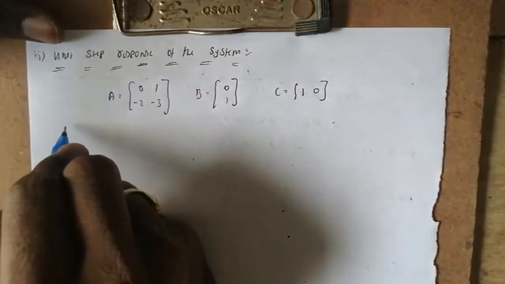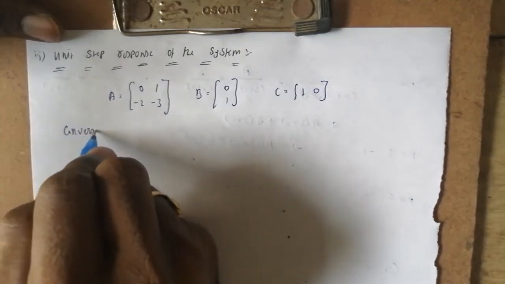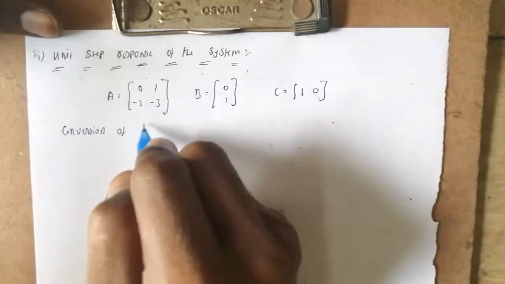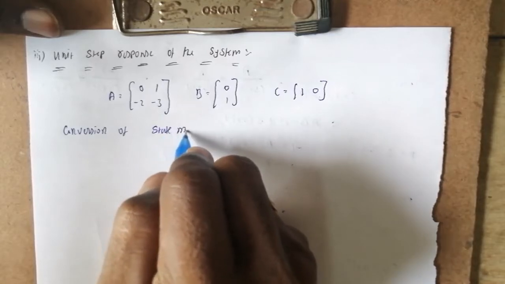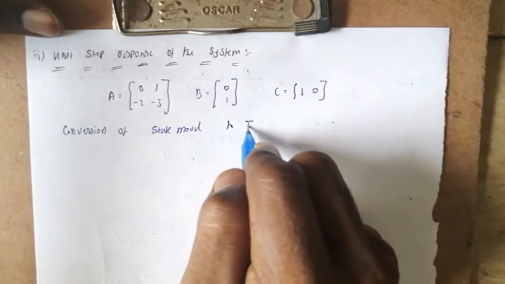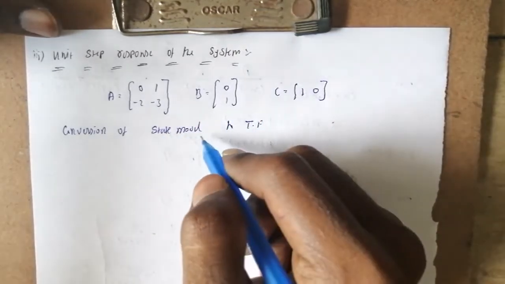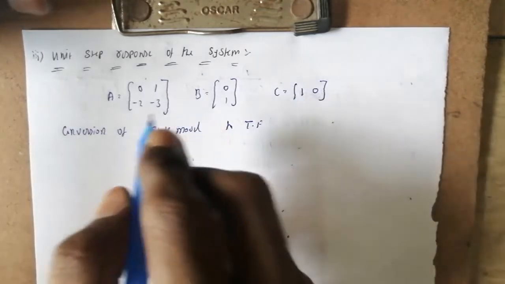So let me show that conversion of state model to transfer function. If you want to convert from state model to transfer function, we have to use this formula.